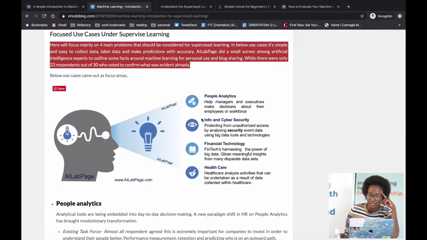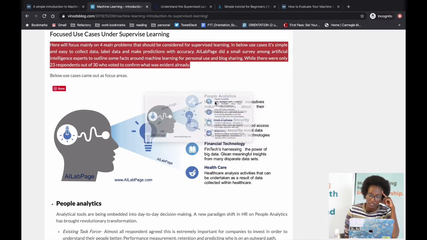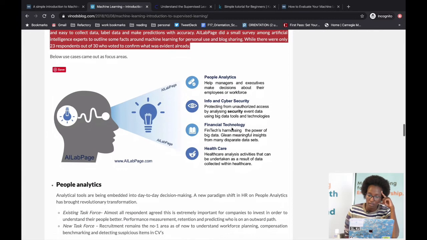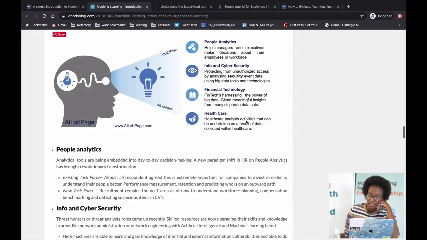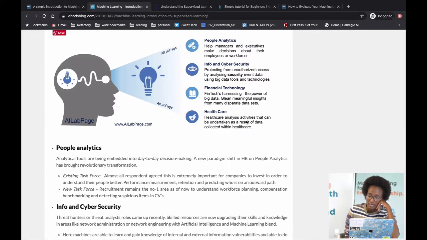Okay? So we are saying that people analytics helps managers and executives make decisions about their employees and workforce. Information and cybersecurity: protecting from unauthorized access by analyzing security event data using big data tools and technologies. Fintech: harnessing the power of big data, gleaning meaningful insights from many disparate data sets. And then healthcare: analysis activities that can be undertaken as a result of data collected within the healthcare.